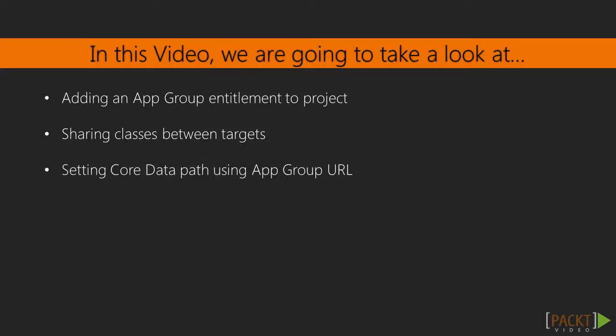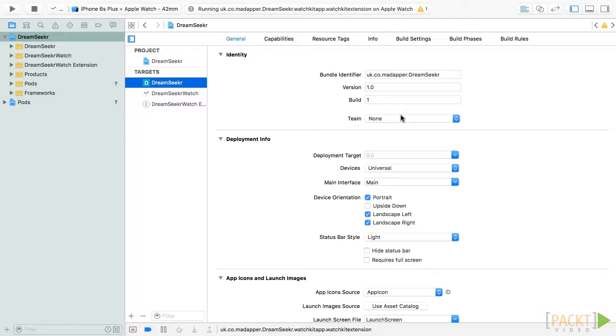So we'll start by adding the App Group entitlement to our project, and then we'll see how we can share classes between targets. And finally, we'll set the Core Data path to use the App Group URL.